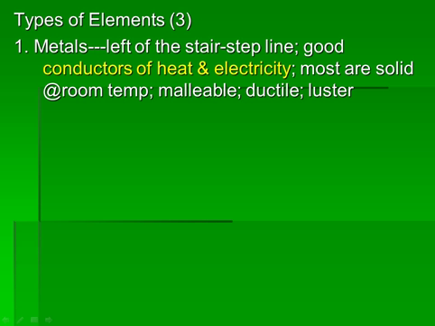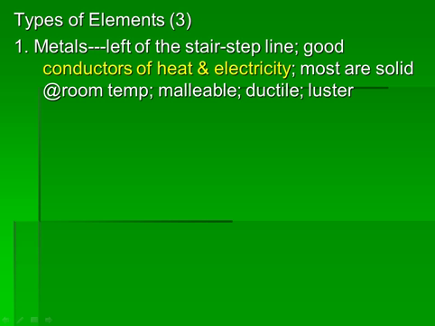Other properties of metals are that they are malleable, they are ductile, and they have luster. Well, what does that mean? Malleable means we can hammer them out and make them form different shapes. Think of a blacksmith. You've seen a blacksmith heat up the metal and then hit it with his hammer on the anvil and force it to become a nail or a horseshoe, whatever.